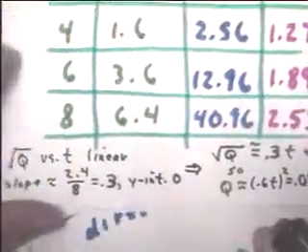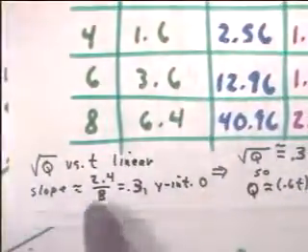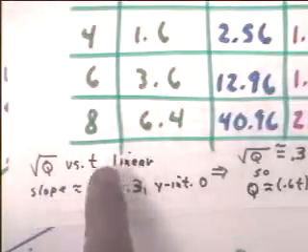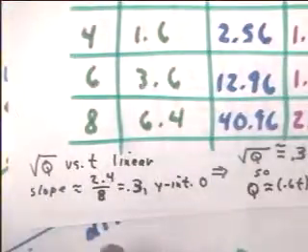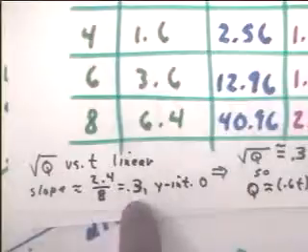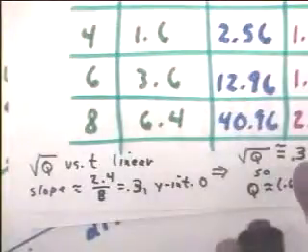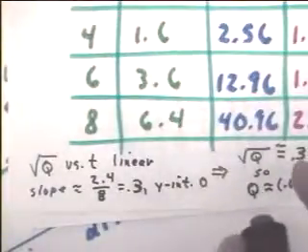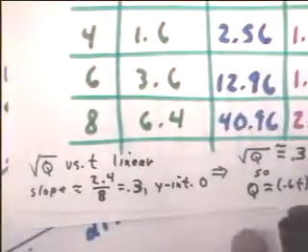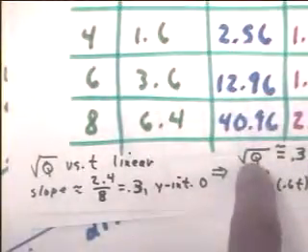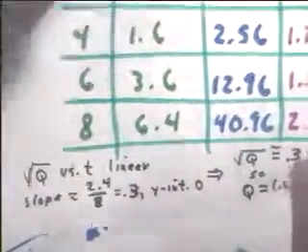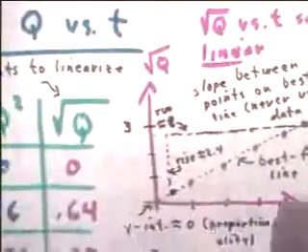So at this point we have the square root of q versus t is linear. The slope is about 0.3 and the y-intercept is 0. Now, a linear function with a y-intercept of 0 and a slope of 0.3 is 0.3t plus 0. Remember, y equals mx plus b, or mt plus b. There's your m, there's your b. And it's a square root of q that equals that because on our graph, we graphed the square root of q versus t, and that's where we got the straight line.